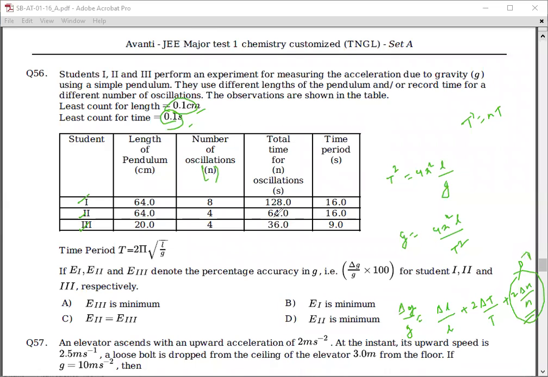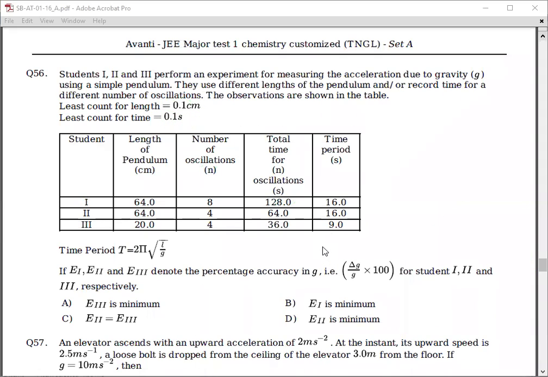Delta L by L 0.1 by 64 E1 के लिए 2 delta T by T, है ना? Right? 2 delta T by T, so it will be what? Total time is this only, na? 128. Delta T is given 0.1. So E1 निकल जाएगा, E2 निकल जाएगा, E3 निकल जाएगा. Can you do that? हो गया ये? So निकालने का पता चला ना कौन मैक्सिमम है कौन मिनिमम है कि नहीं? Done? This is done. Okay, anyone have any doubt in this? Anyone have any doubt in this?